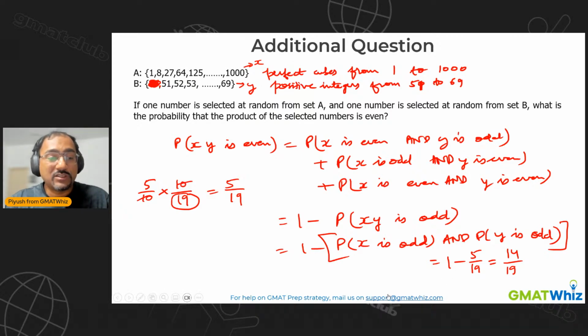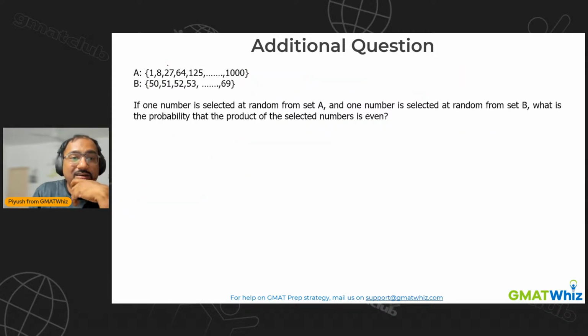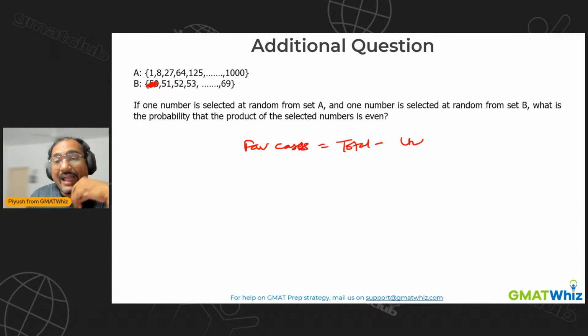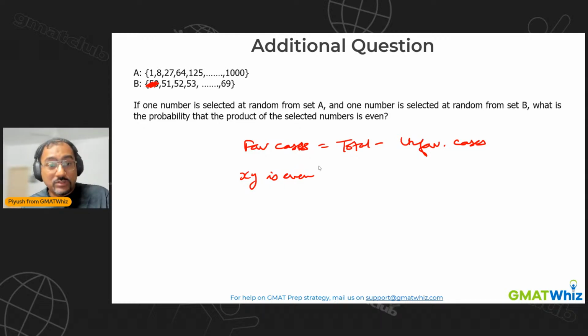The reason I gave you this question is to understand that generally, favorable cases equals total minus unfavorable, and that thought gets triggered when you see "at least one," "at least two," those kinds of situations. But in cases like this also, you should be open-minded. Like when they are saying the product XY is even, you should not try to take three scenarios and find the direct value of the favorable cases.